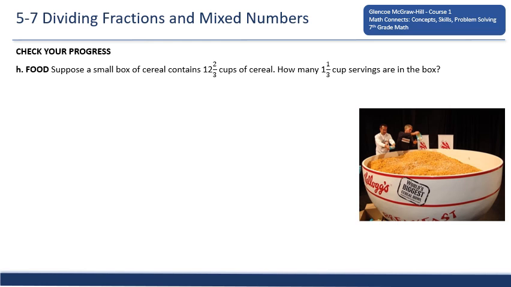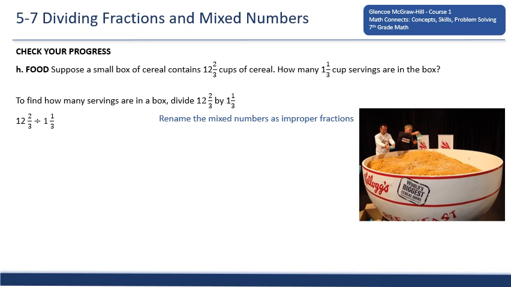Check your progress. Food. Suppose a small box of cereal contains 12 2/3 cups of cereal. How many 1 1/3 cup servings are in the box? To find how many servings are in a box, divide 12 2/3 by 1 1/3. So we have 12 2/3 divided by 1 1/3. We need to convert both those mixed numbers into improper fractions.